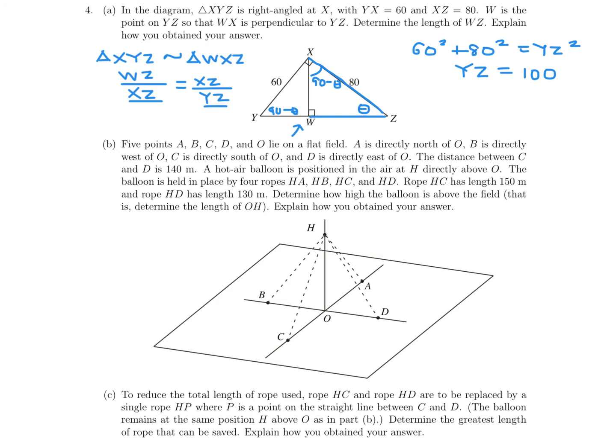And now you just sub in the values. We have WZ, we have XZ as 80, and YZ, I believe we have as 100. Then solve this, and you get WZ is equal to 80 squared over 100, and that is 64. So there you go, 64 is the answer to this question.